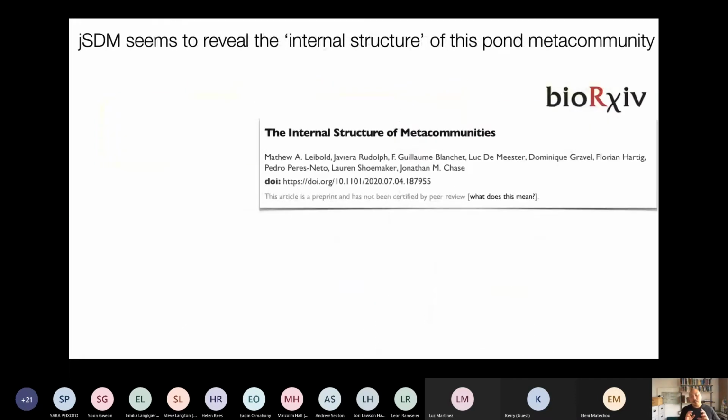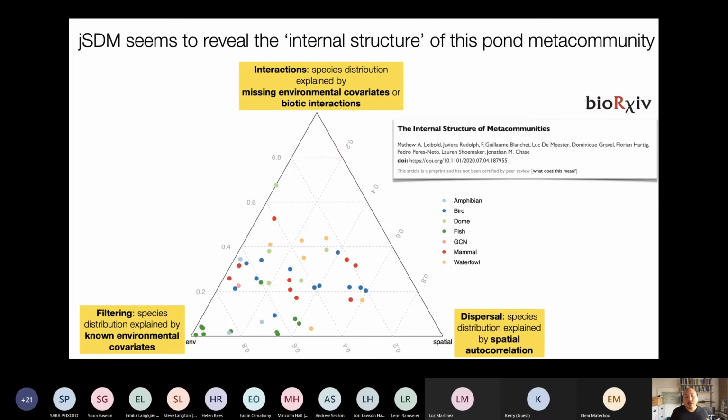Now, you can go over those one by one, but you can also look at it a little bit higher up and ask, what is governing these species overall? We can look at something that's been called the internal structure of metacommunities. And so this is a ternary diagram. For every one of these species, there's a point here.